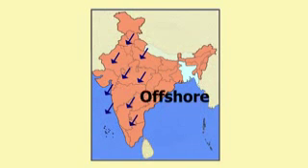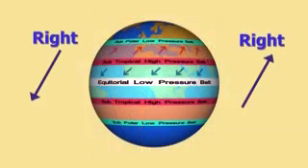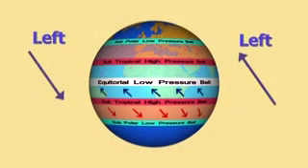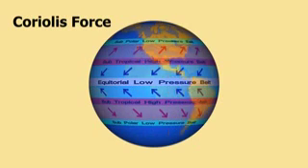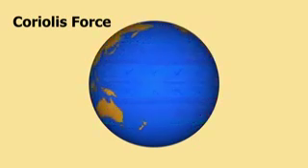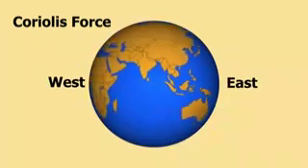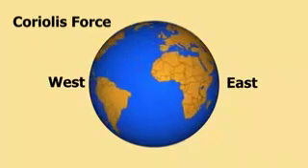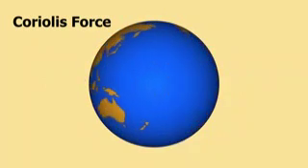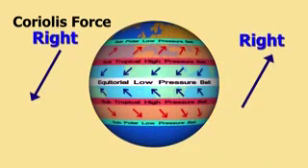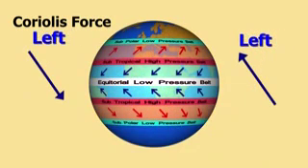Why do these winds deflect? Actually, these winds deflect to the right in the northern hemisphere and they deflect to the left in the southern hemisphere. The reason behind that is Coriolis force. Now, what is Coriolis force? It is an apparent force caused by the Earth's rotation. The Earth rotates from west to east at a speed of 1600 kilometers per hour. The Coriolis force is responsible for deflecting winds towards the right in the northern hemisphere and towards the left in the southern hemisphere. This is also known as Ferrel's law.